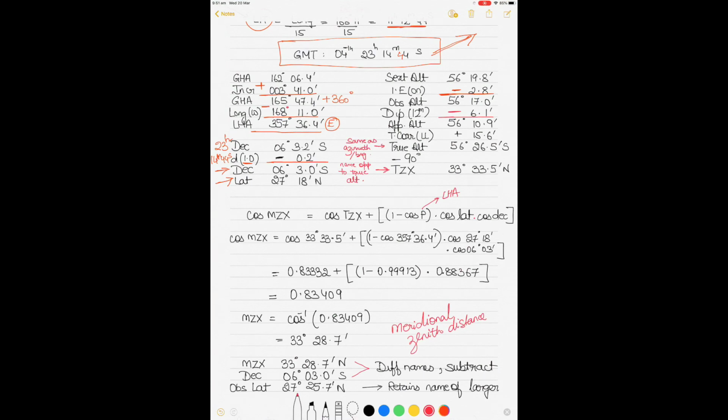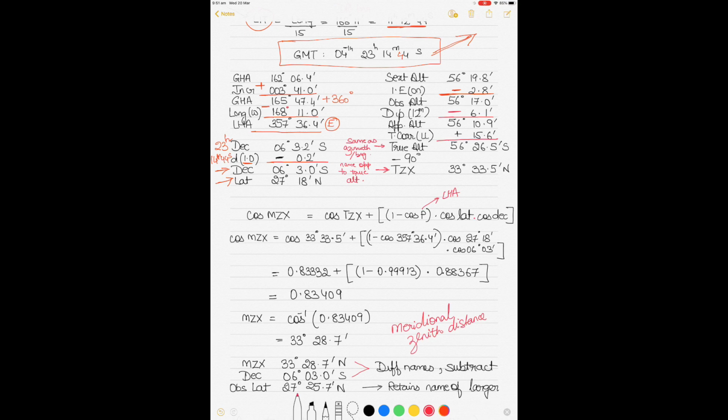So here you can see the dip correction is minus 6.1 as I showed you there. You can go back and watch it if you didn't get it the first time. And then the total correction is plus 15.6 as I showed you before. Once you add it, you get the true altitude as 56 degrees 26.5. Now I have named it south here, and you must be wondering how I did that. I'll come back to this later on.